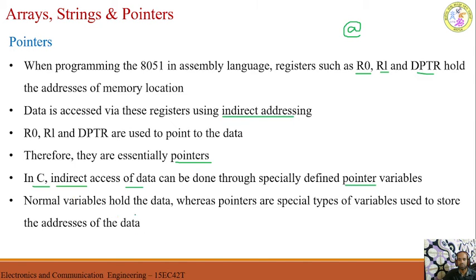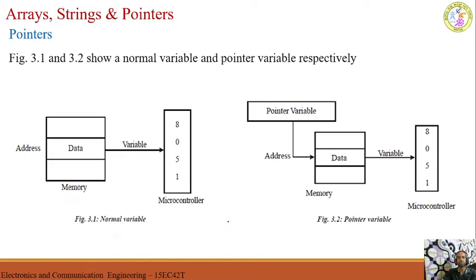Normal variables hold the data, whereas pointers are a special type of variable used to store the address of the data. In normal variables, what do we store? We store data. Whereas in pointer variables, we store the address of that data. Therefore remember that a pointer will store the address of some variable.